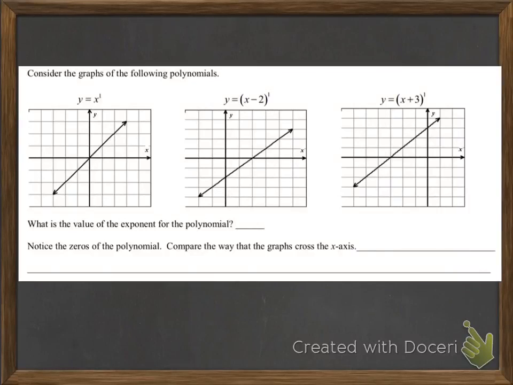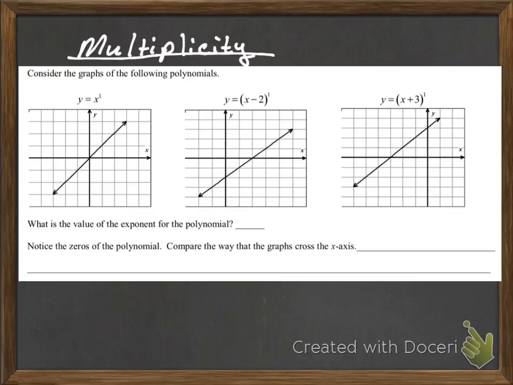In this section, we're going to be taking a look at how to graph polynomial functions. And the first thing we're going to start out with is something called multiplicity. And multiplicity is going to take a look at our intersections with the x-axis and how the graph intersects the x-axis.